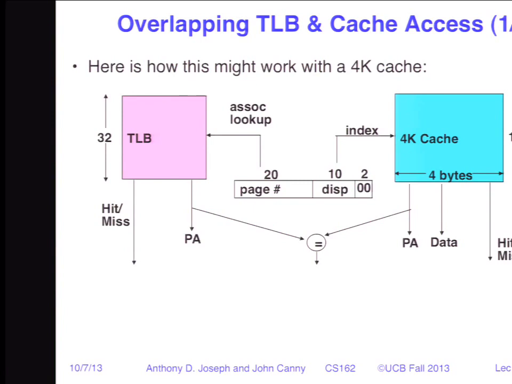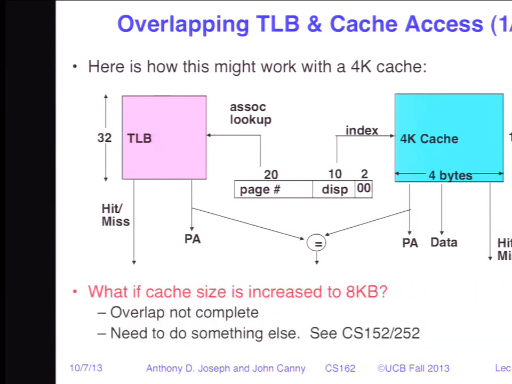And if you really want to bend your mind, think about what happens if we make the cache bigger. Right? Now this won't work because the overlap would not be complete. We'd need another bit, so we'd need 13 bits, and our offset's only 12 bits. So if you want to know how to make that work, that's a plug for taking 152 or 252. Question?